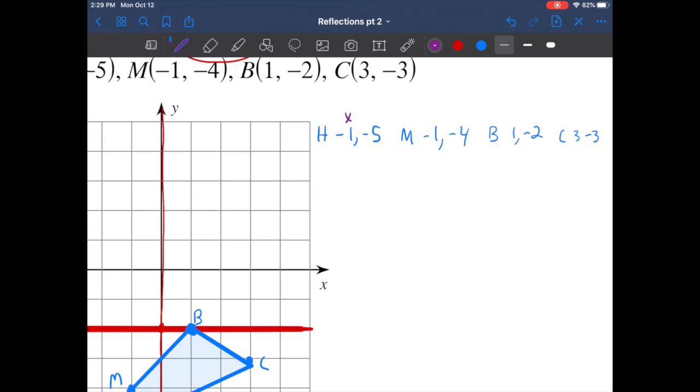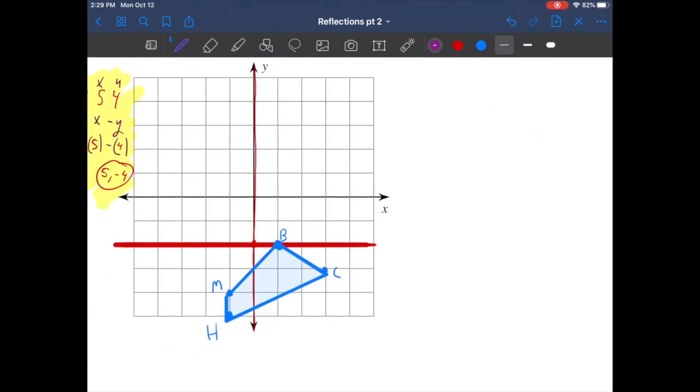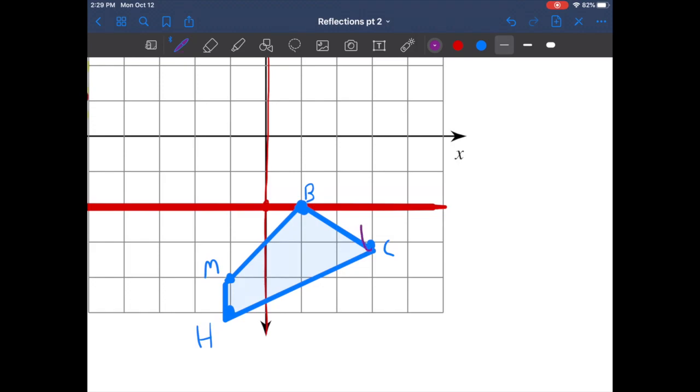Let's label again. Here's X, Y, X. Oh, no, remember, we can't do it this way. All we need to do here is count. How far is this letter C from this red line? It's 1 dot. Right? If I count just 1 dot, there you go. That's 1 dot.